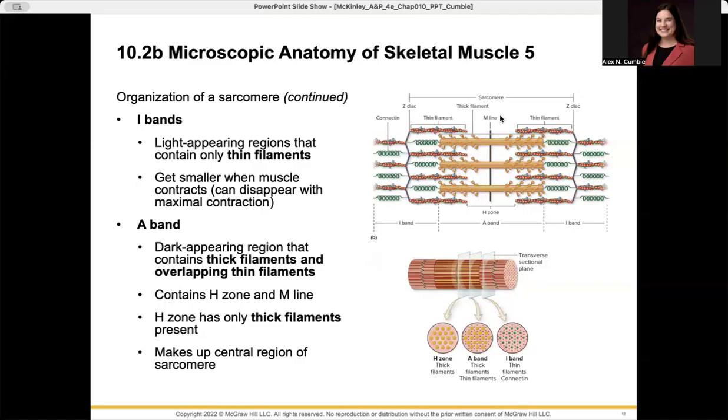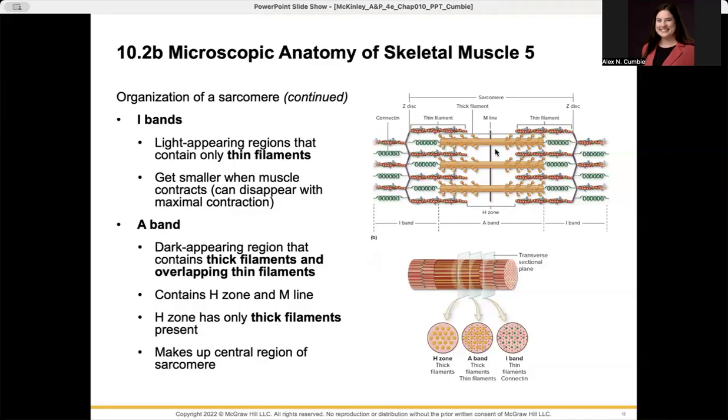There is a small part where it is just the thick myosin filament, and that small part, as we look at here, we'll have what we call an H zone and an M line, which we'll get into on the next slide. H zone and M line consist of only that myosin thick filament. The M line is just the center of the sarcomere.